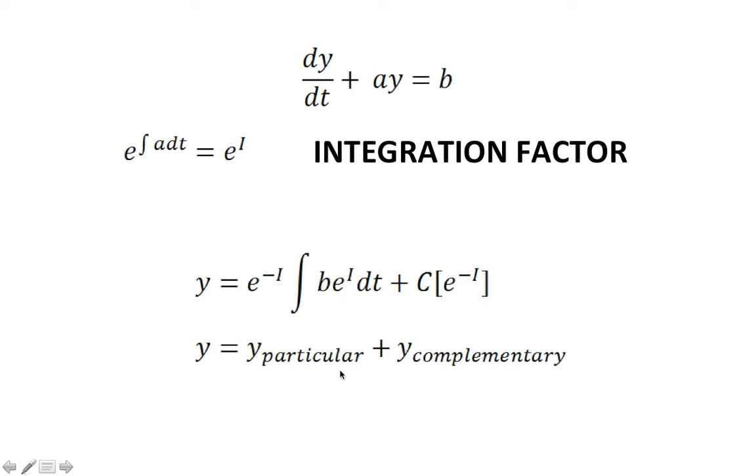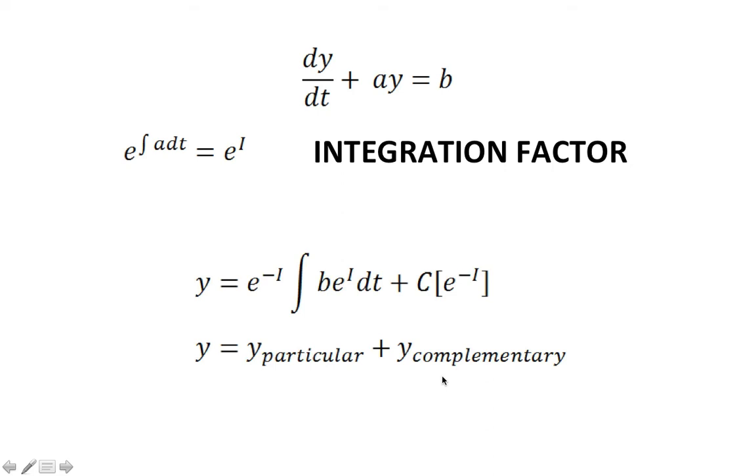I've labeled it here y particular. This one, which solves the homogeneous version of the equation, is called the complementary solution. It turns out that the general solution to any inhomogeneous differential equation will contain both the particular solution and the complementary solution. So of course, the expression that we have found for the general solution to a first-order linear differential equation follows this pattern.